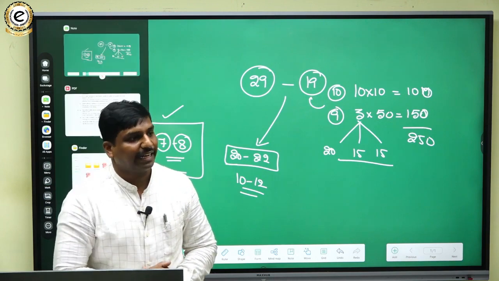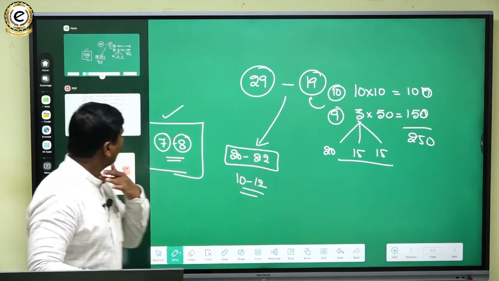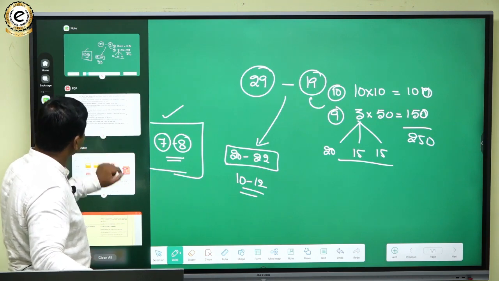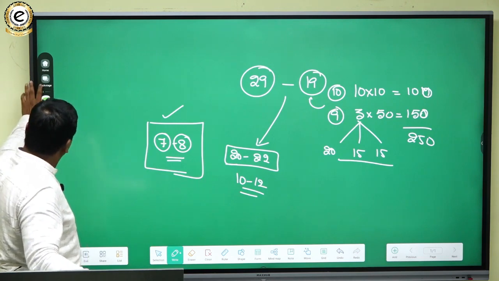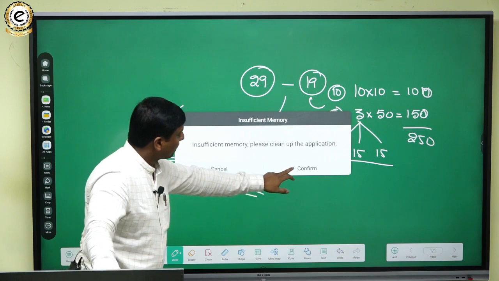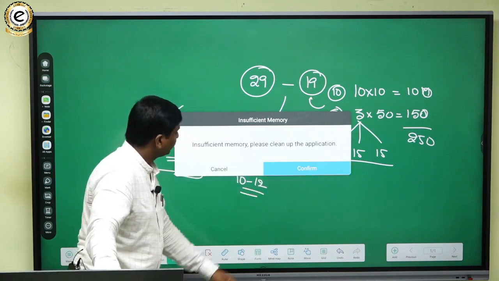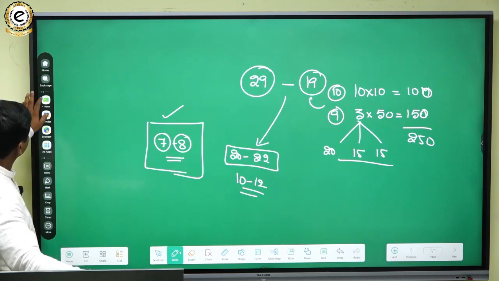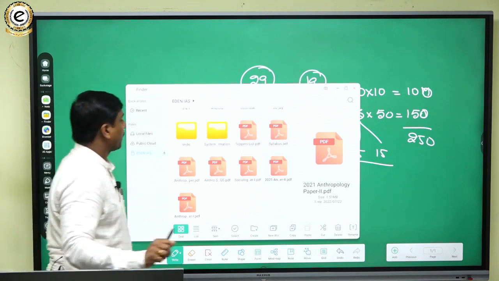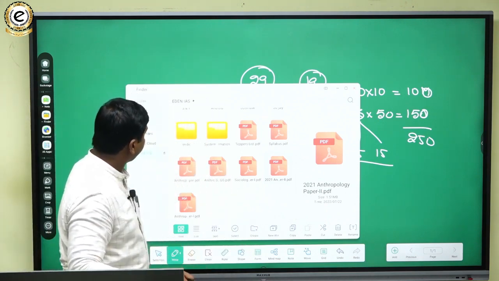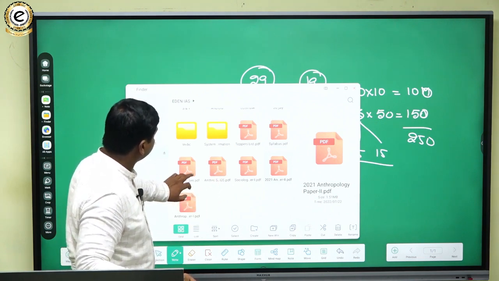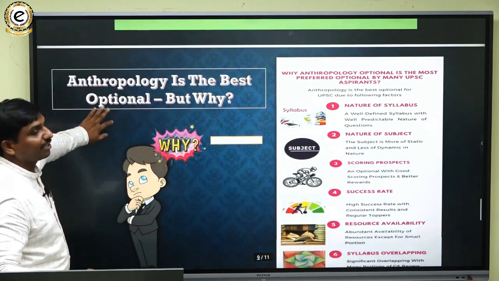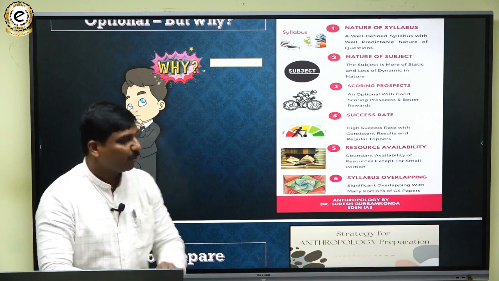Why is it the best optional? The answer to that question was in the points we had. So now the next thing is how we have to proceed with this. So we just had a view of why anthropology is the best optional, and we covered everything.